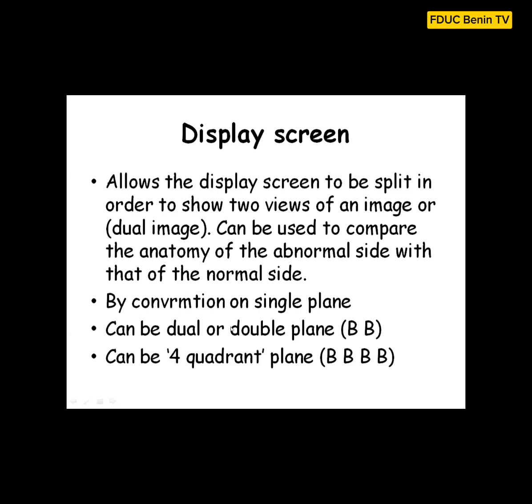But by convention, we are usually on the single plane. So you can have dual plane, you can have double plane. You will find the double plane very useful, especially when you want to do the amniotic fluid index, so that you can divide the abdomen into 4 quadrants and move from one to the next, measuring the amniotic fluid in each of the quadrants. So this display screen helps you to do that.